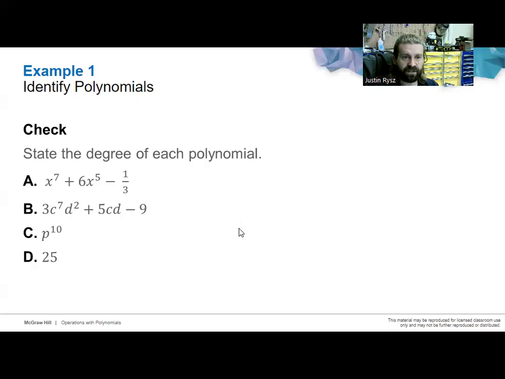All right, so try that again with these problems here. State the degree of each one of these polynomials. All right, let's see if you got it right. All right, so here we go. This is degree 7. We look at that term. The highest degree is degree 7.